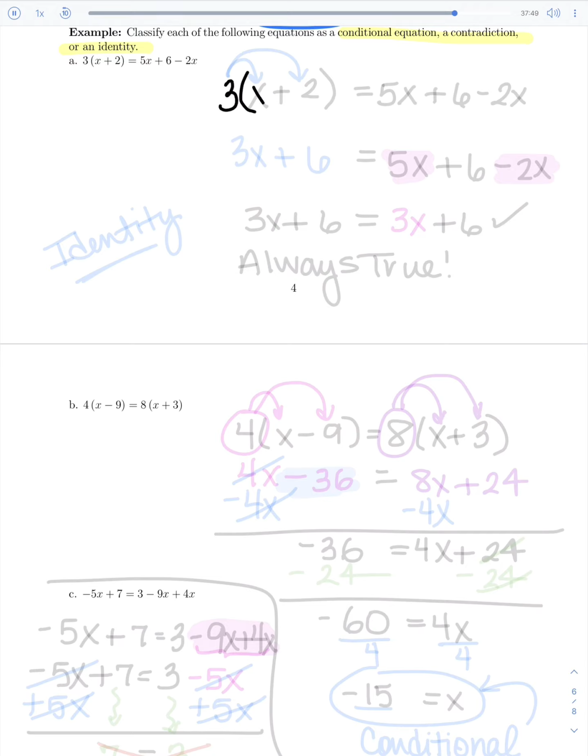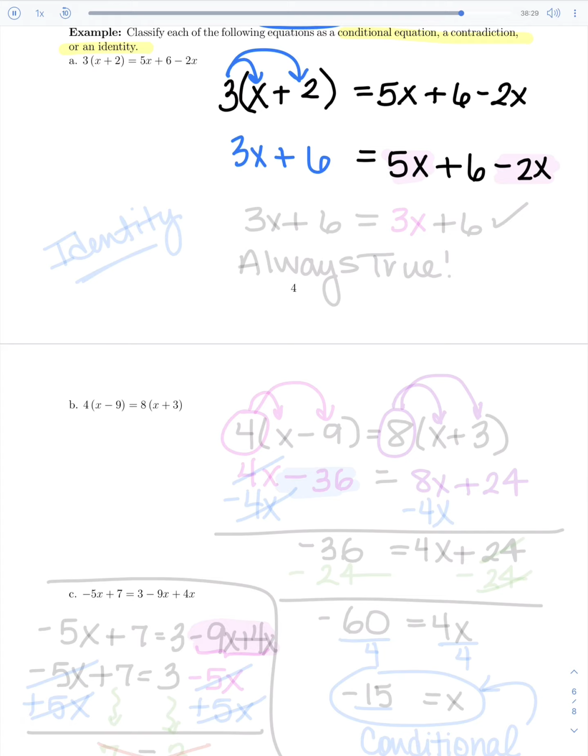In A, we have 3 times the sum of x plus 2 equals 5x plus 6 minus 2x. So the first thing you do is hopefully notice that there are parentheses here. That's always going to be our first thing to deal with because it's at the top of the order of operations. So we'll multiply out that 3, we'll distribute, which will get us a 3x plus the 3 times 2 will get us a 6. And let's leave everything alone for right now on the right-hand side.